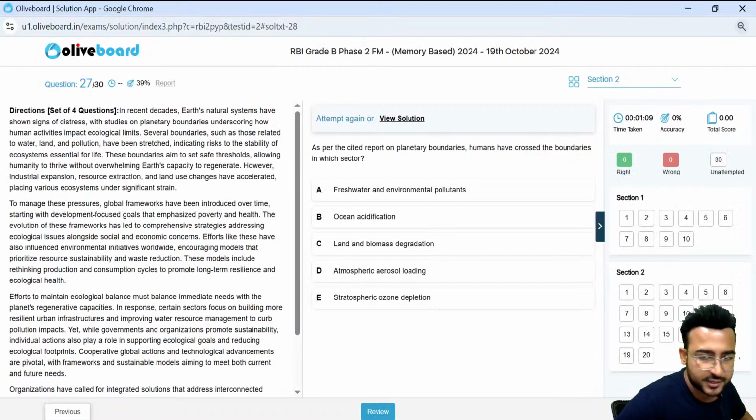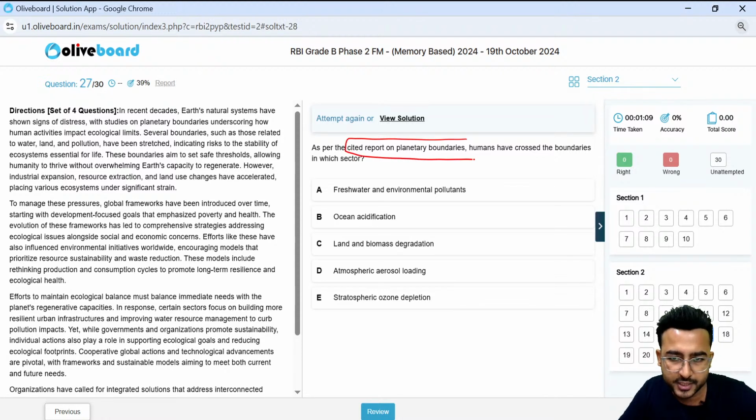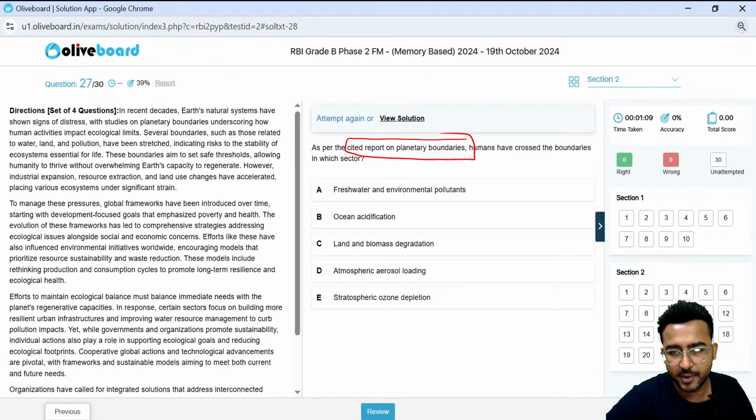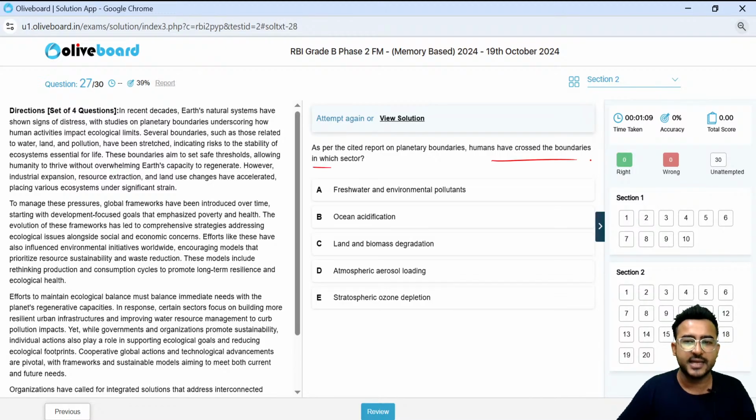Now let's have a look at the questions. The very first question is: as per the cited report. This was a report on the planetary boundaries. There was some report in the ESI related to planetary boundaries. This particular para is picked from that report, and these questions are from it. Humans have crossed the boundaries in which sector?